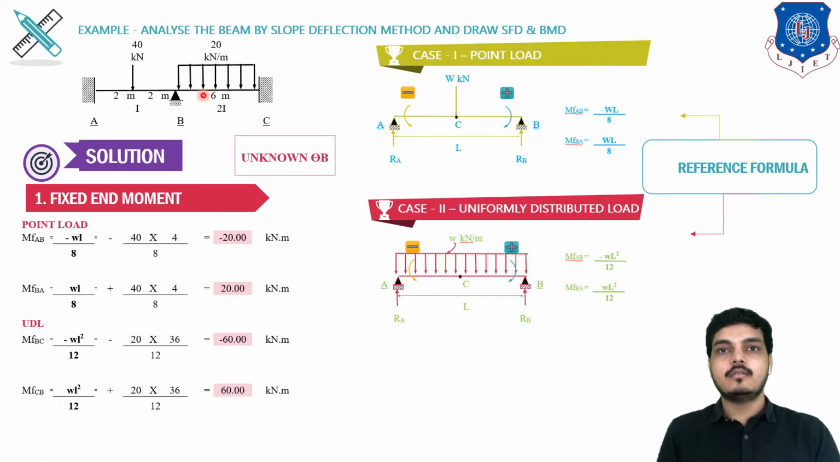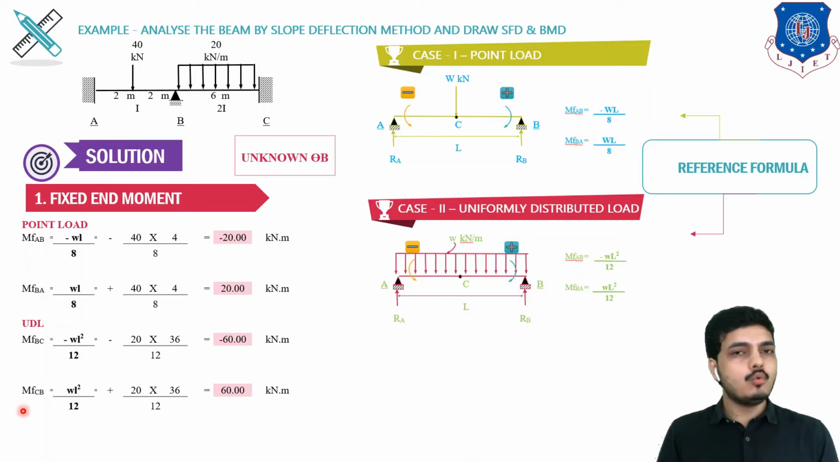Now see, for the AB span there will be two moments. One is MFAB, which will be at point A. At point B it will be MFBA, as we explained in session number 1 that MFAB will be at support A and MFBA will be at support B. Similarly MFBC and MFCB for the second span. This reference formula has been taken. So there are our four fixed end moments: MFAB, MFBA, MFBC and MFCB, as written over here.